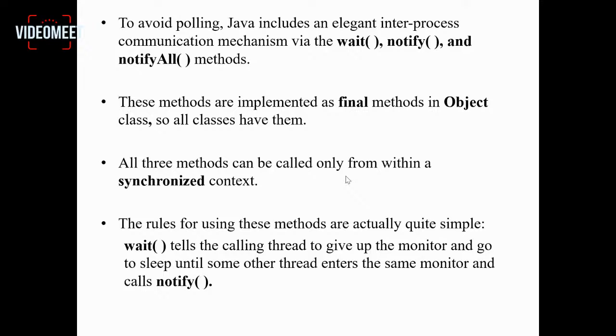These are all final methods. They are defined in a class called the Object class. So I told you long back that Object is a predefined class, and it is a superclass for all the other classes in our Java program.